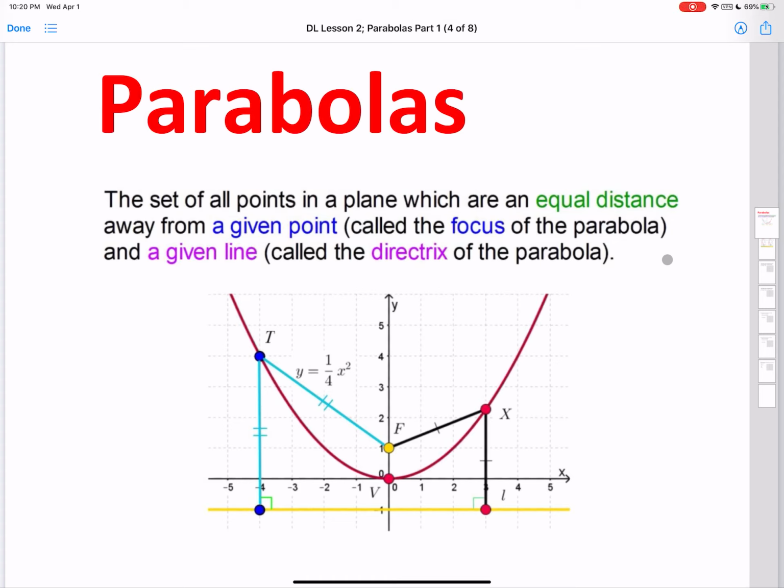Hey everyone, Teacher Chang here, and today we're going to talk about a new conic section, and it's on parabolas. I'm just going to read this over here.